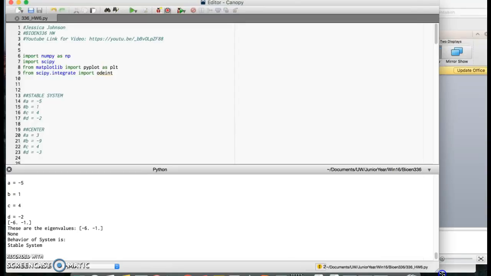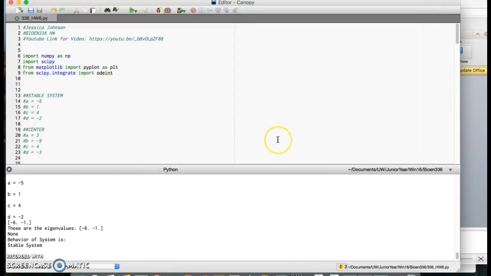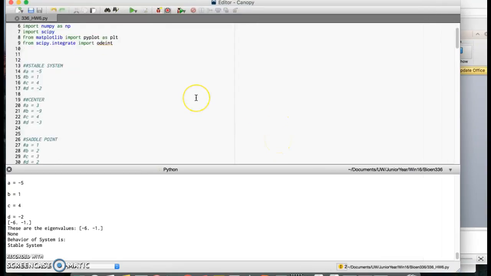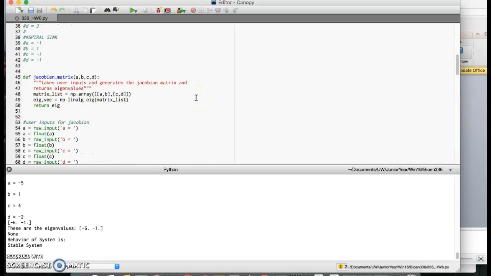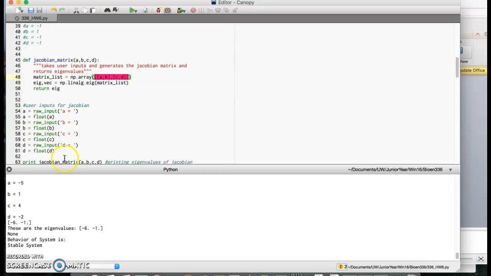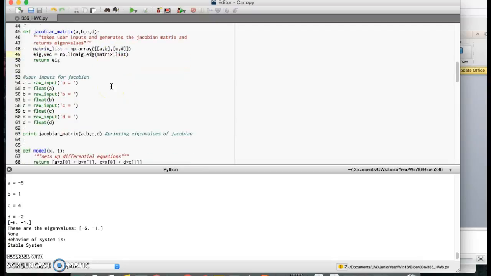So this is the software that will plot this and show you the stability of the system. So first off, I defined the Jacobian matrix. So I did this by first setting up the array with A, B, C, and D values, which as you can see down here are inputted by the user. And then I use this function to identify the eigenvalues of that matrix. And again, that's just calculating the determinants.